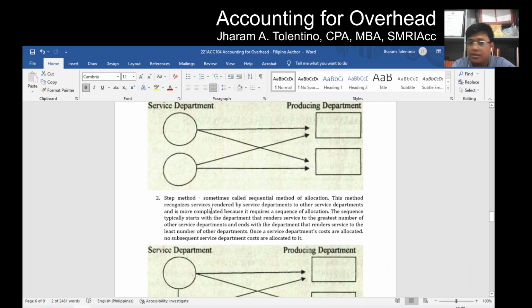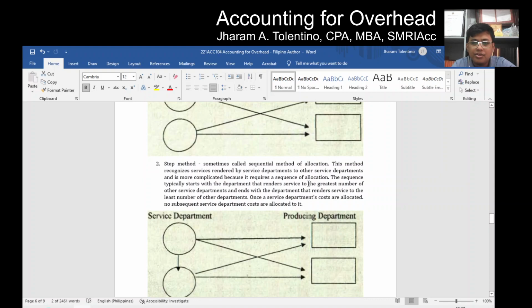Then we have the step method. Ito naman, sometimes called a sequential method. Almost the same, pero sasabihin niyo lang kung alin yung mauna. This method recognizes services rendered by service department to the other service department. And it's more complicated because it requires a sequence of allocation. Sino yung unang i-charge? Di ba nabanggit ko kanina, si maintenance nagbibigay din ng support kay HR department. So dito, magkakaroon ng charging si maintenance kay HR, for example. Yun yung tinutukoy niya na recognizing the services rendered.